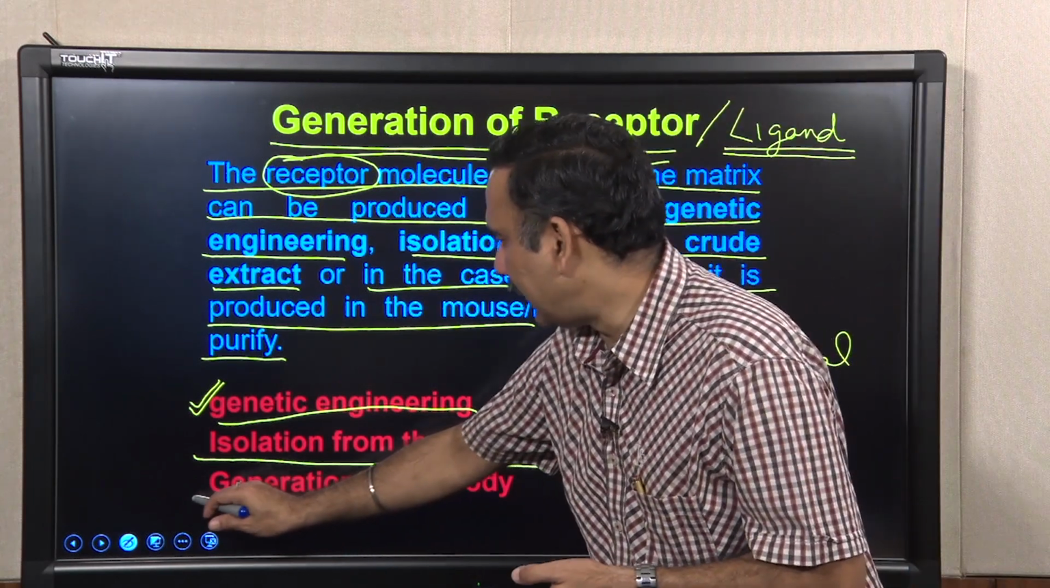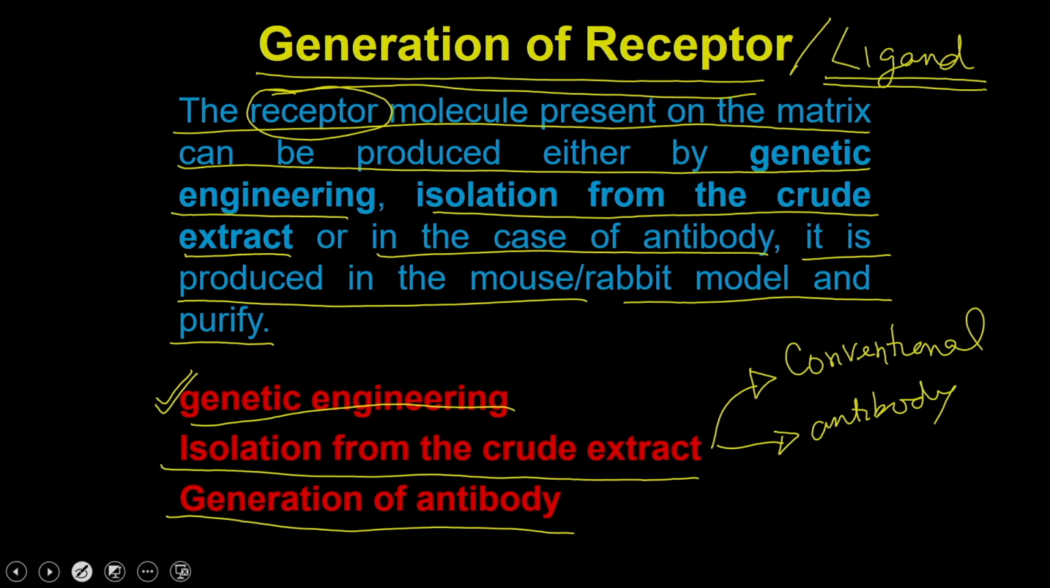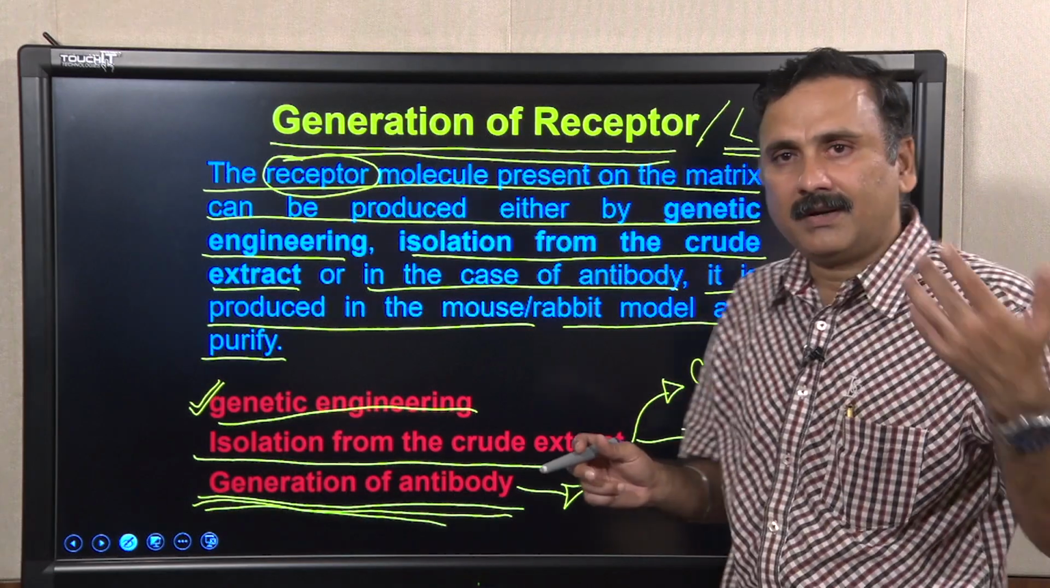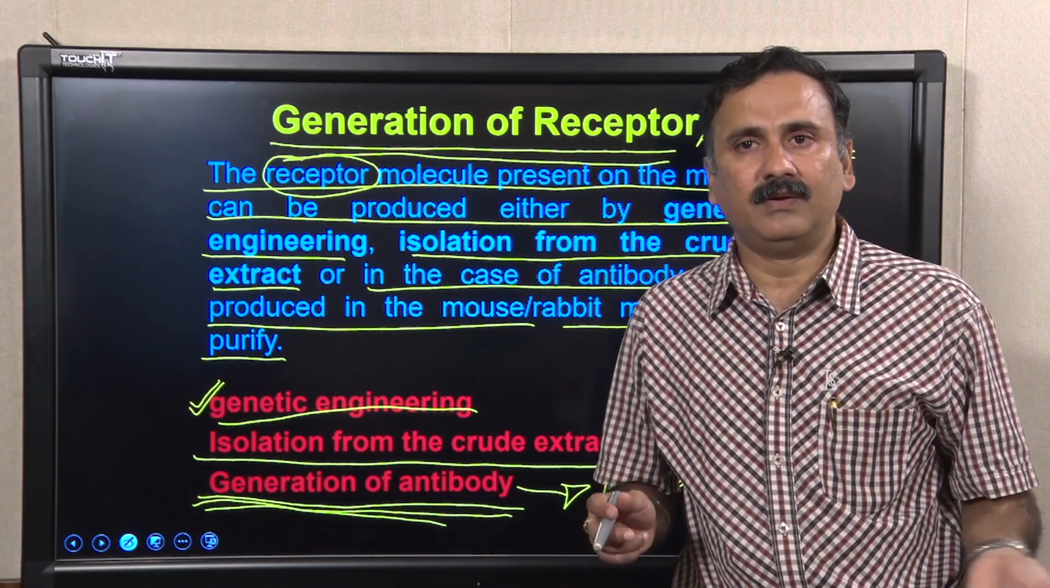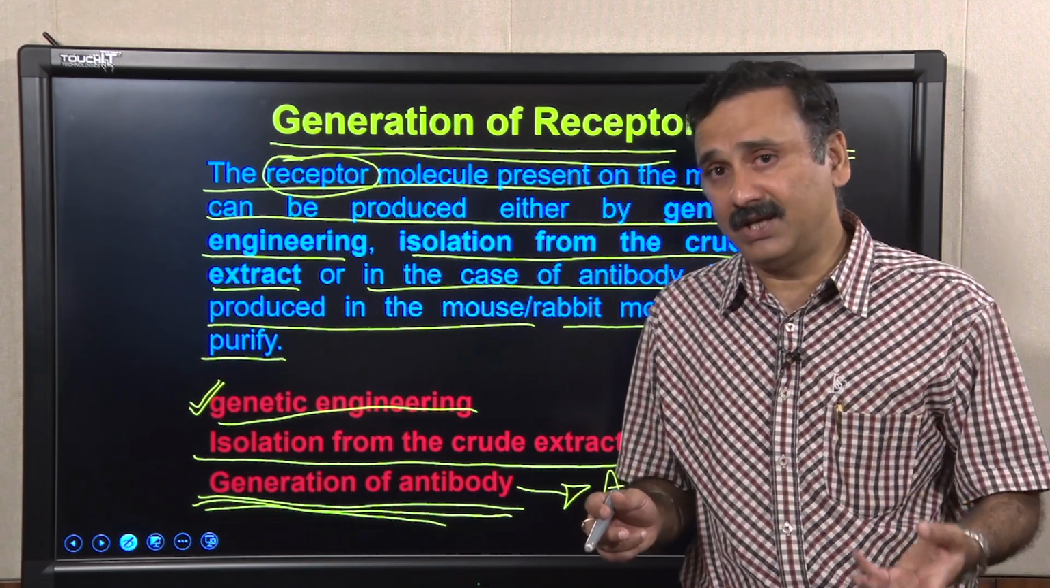The third is the place where you are going to use the antibodies. An antibody makes a pair with an antigen, so you can generate antibodies against any receptor or ligand, that is, against the antigen.